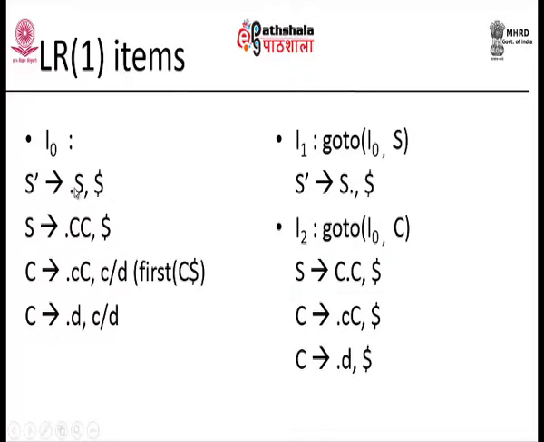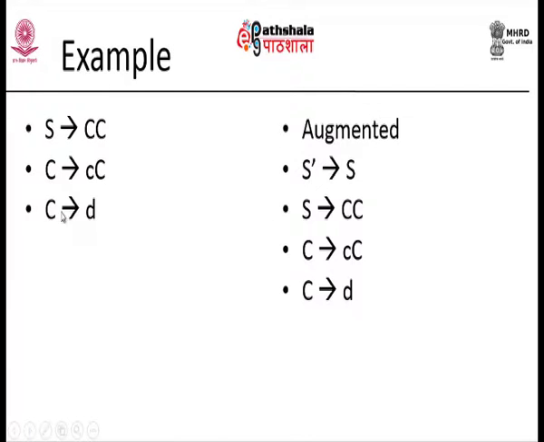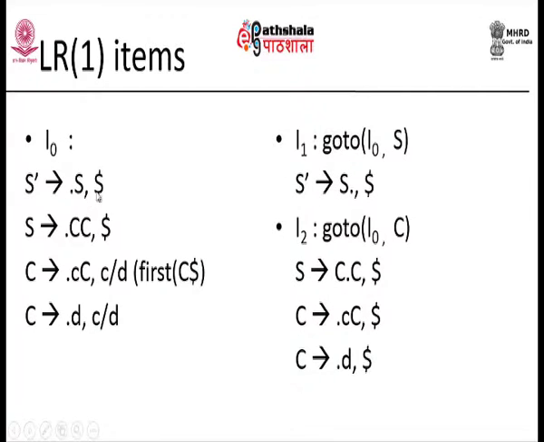Now, I have to add the productions of S. Okay. Now, this is my beta, alpha dot beta comma A. This is my beta. First of S dollar will be considered. First of S will be, if you remember, S produces capital C only. So, this will be first of C comma D. It will be first of C, which is nothing but C comma D. Okay. So, here S produces dot CC will be added with a dollar, and C produces dot C capital C, that is for this particular condition.